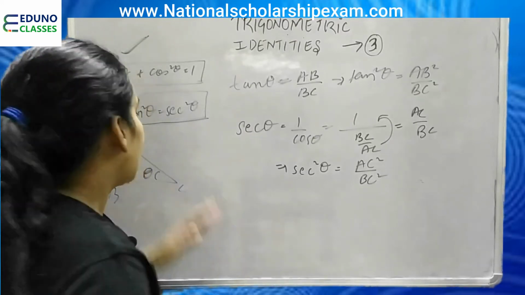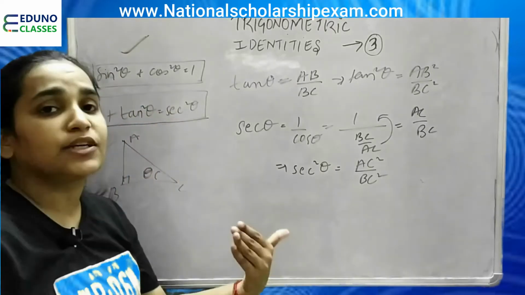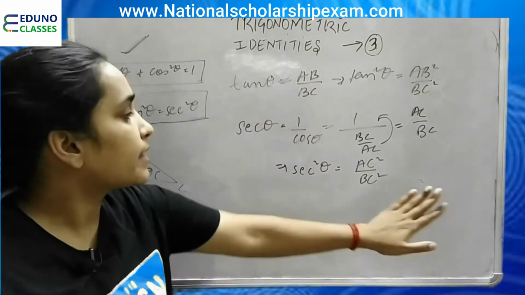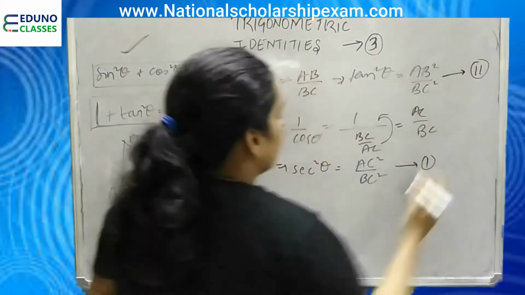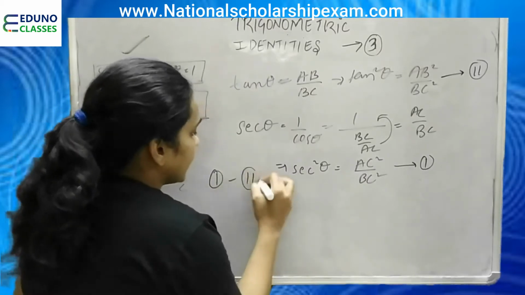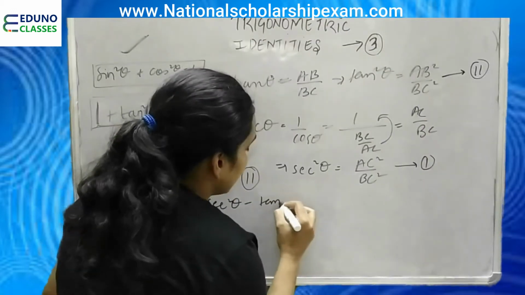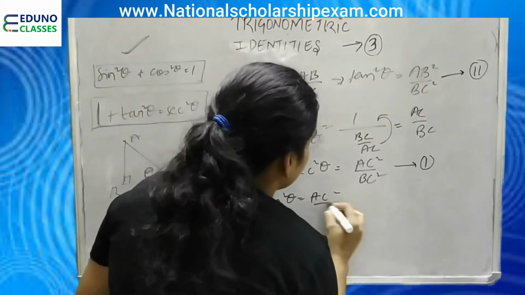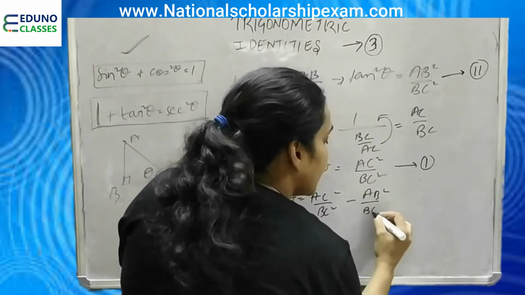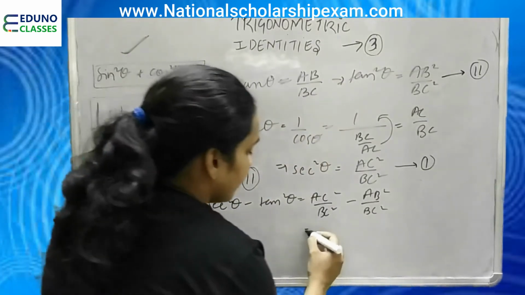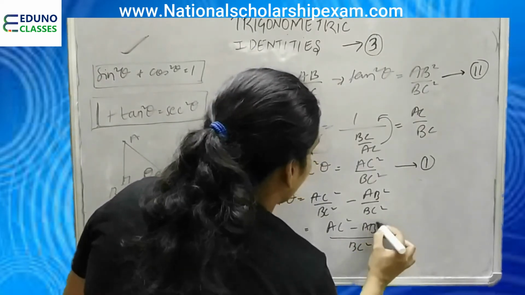Fine. Either you can write 1 plus tan square theta is equal to sec square theta, or you can write 1 is equal to sec square theta minus tan square theta. Let us subtract these two. Subtracting second from first, sec square theta minus tan square theta is equal to AC square upon BC square minus AB square upon BC square. BC square is the common LCM, so we get AC square minus AB square.